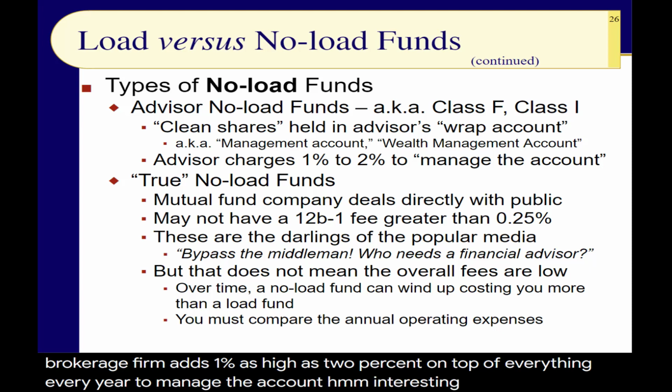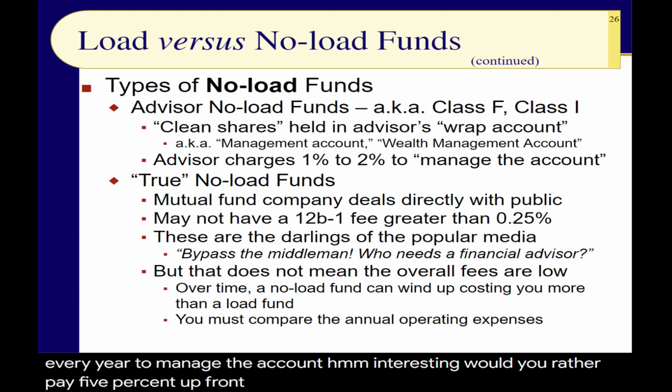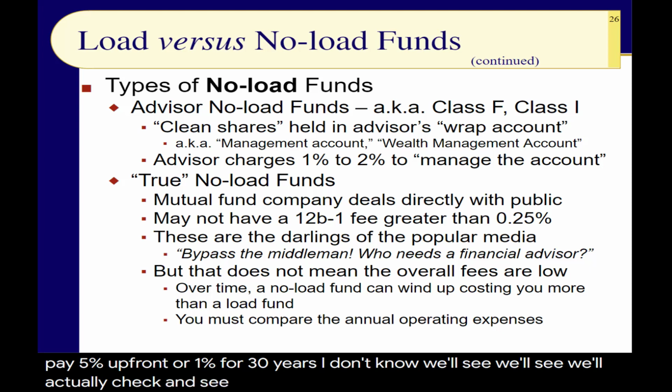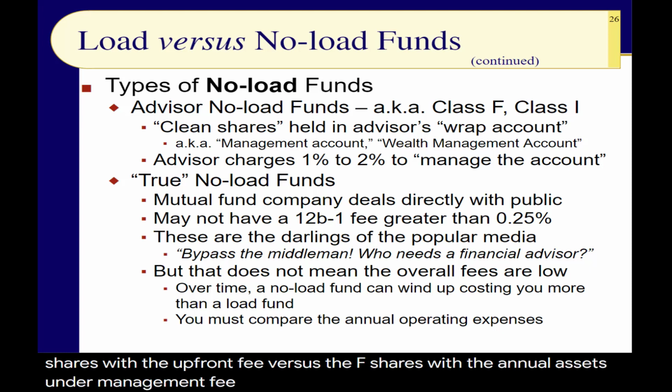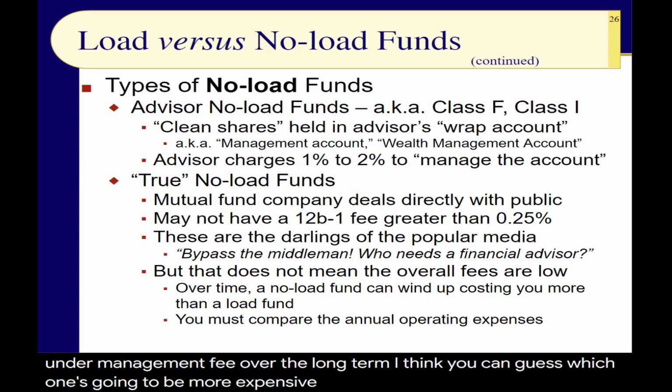Interesting. Would you rather pay 5% upfront or 1% for 30 years? I don't know. We'll see. We'll actually check and see how much it's going to cost us to buy the A shares with the upfront fee versus the F shares with the annual assets under management fee over the long term. I think you can guess which one's going to be more expensive, right? Yeah, I think so. Well, but just stick with this.